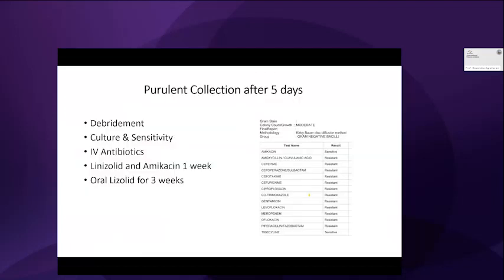And 5 days later, we can see that there is an infection, with purulent collection coming from the suture line. And immediately the next day, we opened and debrided the wound. There was a lot of infection, and debridement was thoroughly done, and then we started him on linezolid and amikacin for a week, followed by oral linezolid for 3 weeks. Culture report shows gram-negative bacilli growth as well.